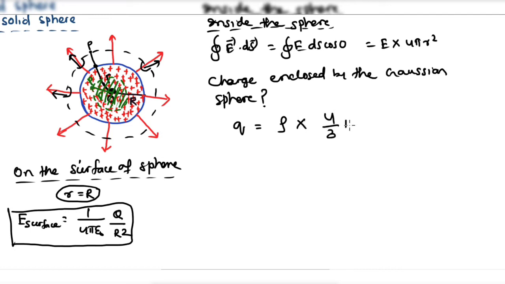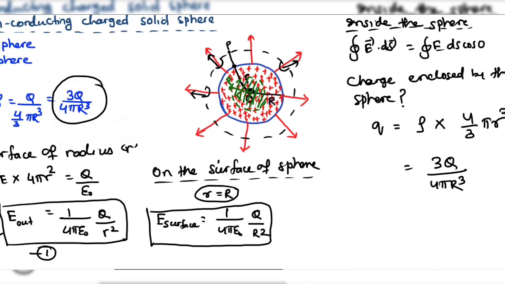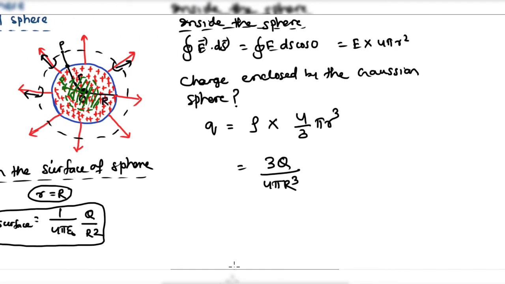Volume of the Gaussian sphere will be 4/3 pi small r cube. And what is rho? Rho is 3q by 4 pi R cube. Is that clear? 3q by 4 pi R cube. This is the volume charge density, or rho.